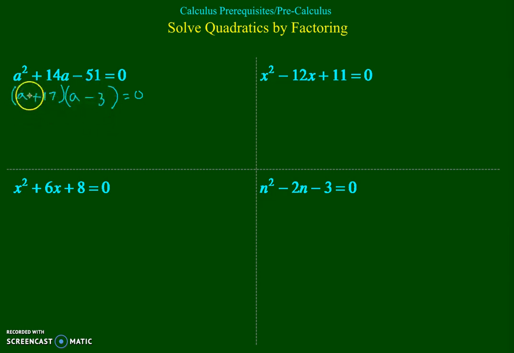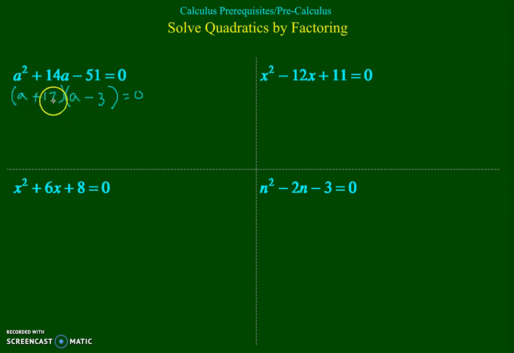So let's see if that works. We have a squared minus 3a plus 17a. That gives us our 14a and minus 51. So that works. Now that we have our factors, we're going to try and find the values of a.